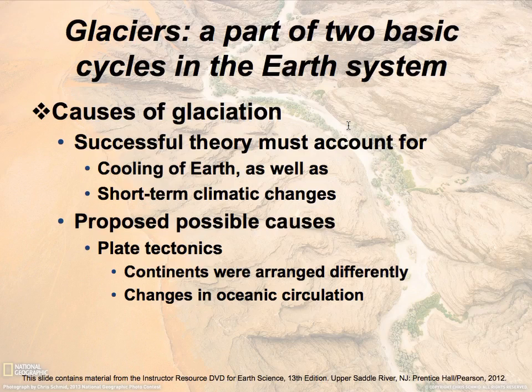Proposed possible causes for ice ages, or large, globally significant glaciations, are plate tectonics, that is, continents move over long periods of time. Continental arrangement can influence oceanic circulation, can impact atmospheric circulation, can impact the water cycle or the hydrologic cycle quite dramatically, and can therefore affect and control atmospheric chemistry, which is ultimately one of the most important factors in terms of global climate, particularly the amount of carbon dioxide in the atmosphere.